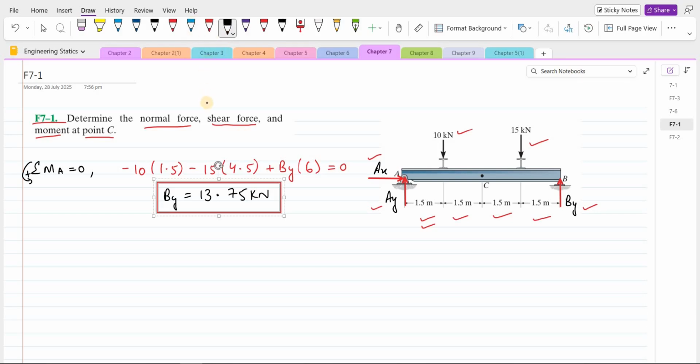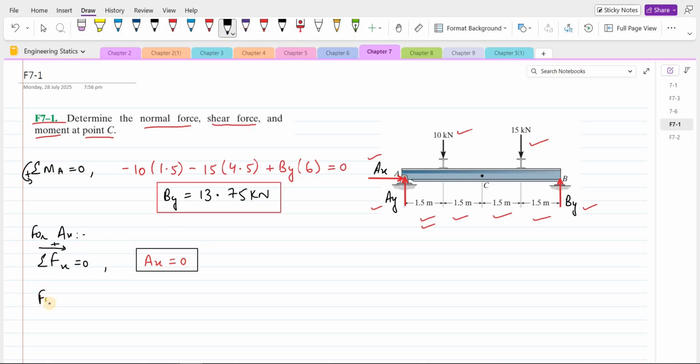Similarly, we have to find the other support reactions. For Ax, we can do summation of forces in x direction equals 0. I am considering right hand side as positive. So we have just a single force Ax. So Ax is 0.